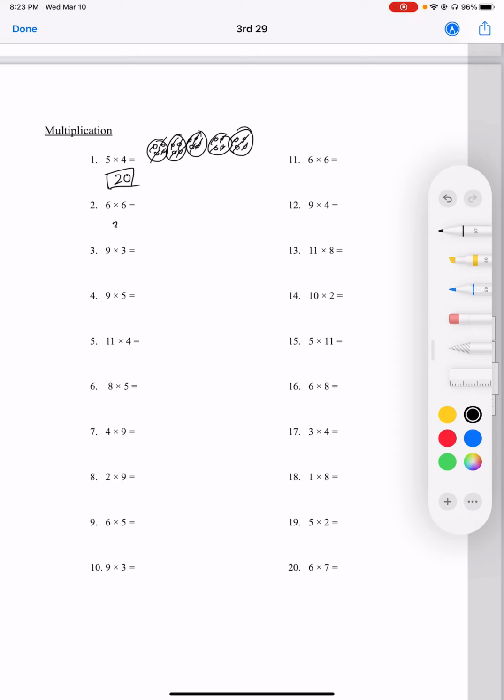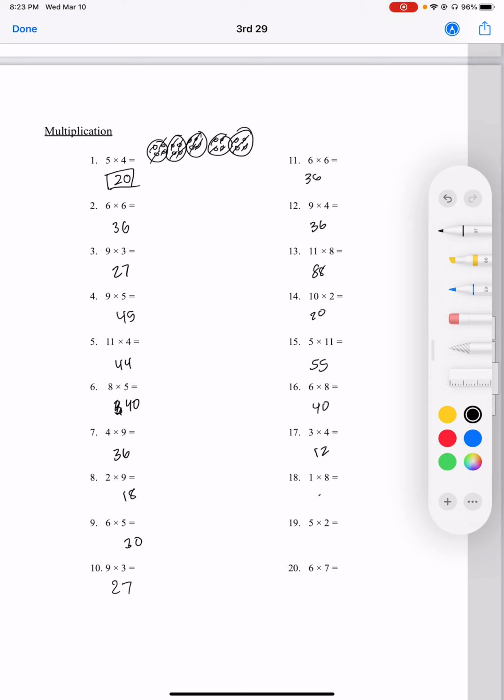6 times 6 is 36. 9 times 3 is 27. 9 times 5 is 45. 9 times 4 is 36. 9 times 3 is 27. 6 times 6 is 36. 6 times 8 is 48.